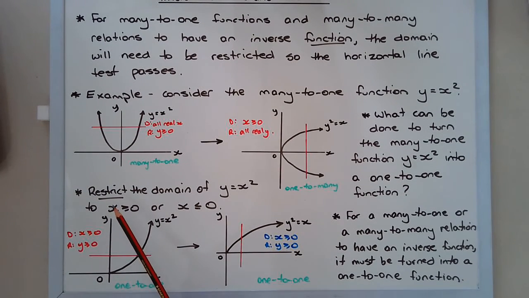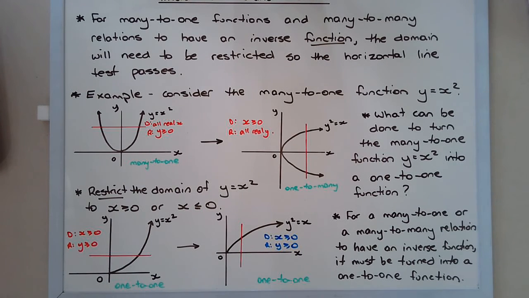So what we'll need to do is to restrict the domain of y equals x squared to either x greater than or equal to 0 or x less than or equal to 0, or anywhere within that domain. So it could be x greater than or equal to 1 or 2. It doesn't have to be x greater than or equal to 0, as long as it turns into a one-to-one function.